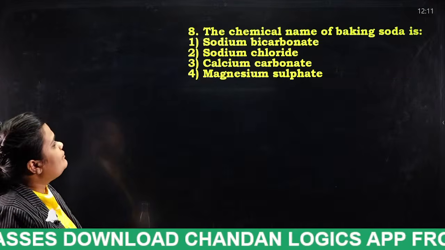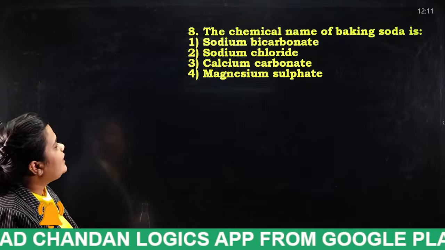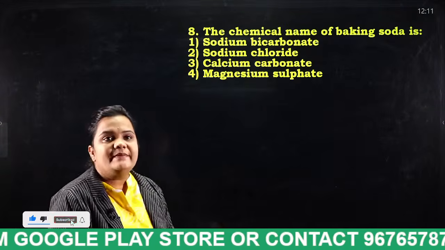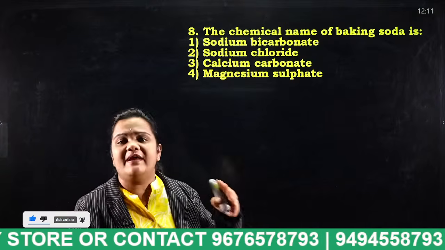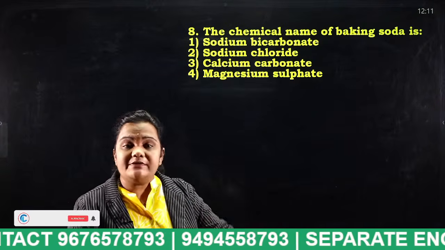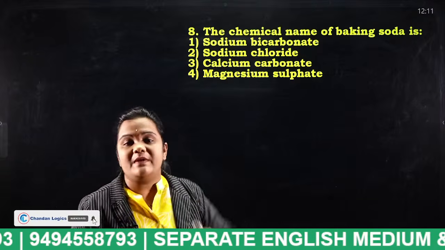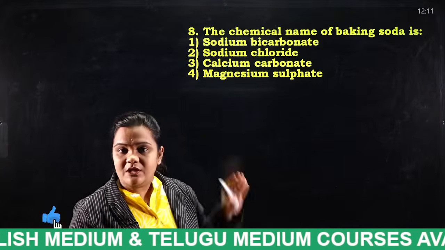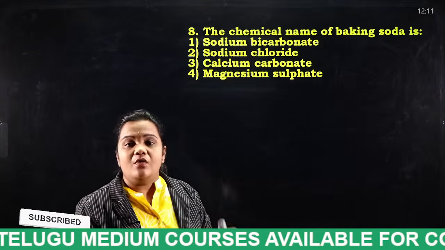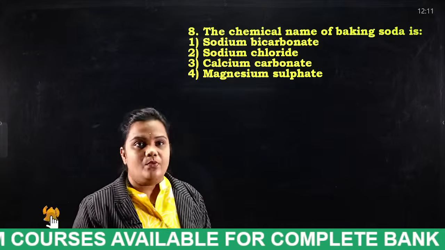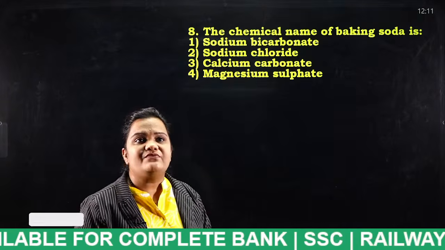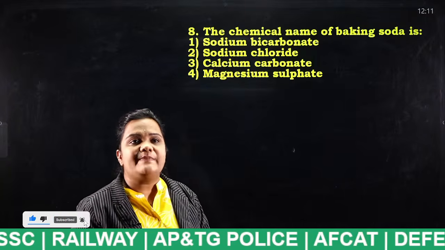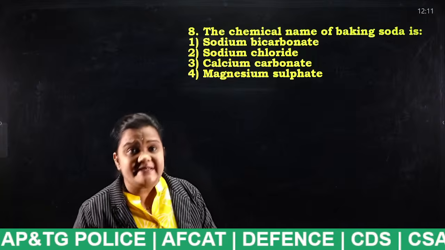The chemical name of baking soda is: sodium bicarbonate, sodium chloride, calcium carbonate, or magnesium sulfate. Tell me, students, today I have displayed a very, very easy question. Why? Because in the upcoming days, in order to boost your preparation, you must be able to answer this question. If you answer it, you will have an idea how much of your preparation has been done. Each and every student, actively participate in the session. I am not getting your messages.